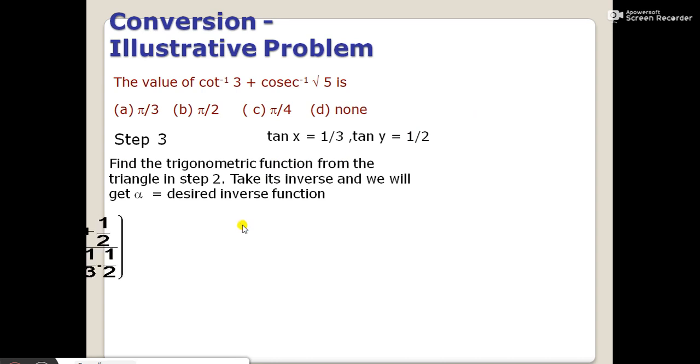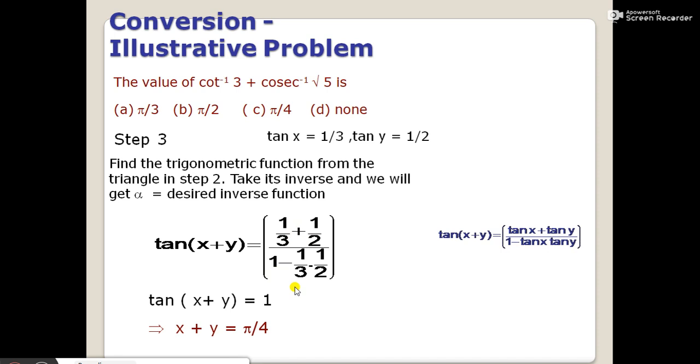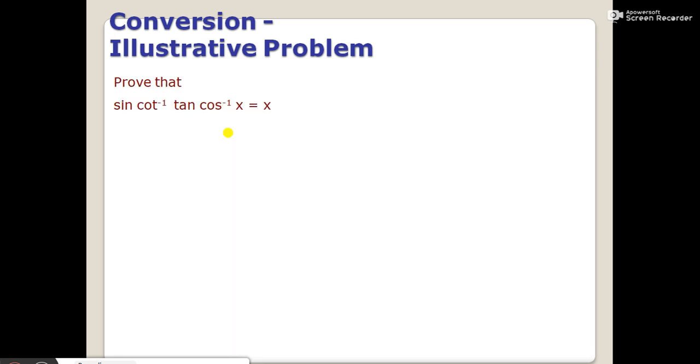And now convert this: tangent of x plus y is tangent x plus tangent y upon 1 minus tangent x tangent y, and therefore its value is 1 by 3 plus 1 by 2 upon this, and you simplify this. Tangent of x plus y is equal to 1, so x plus y is equal to pi by 4. C option is correct.